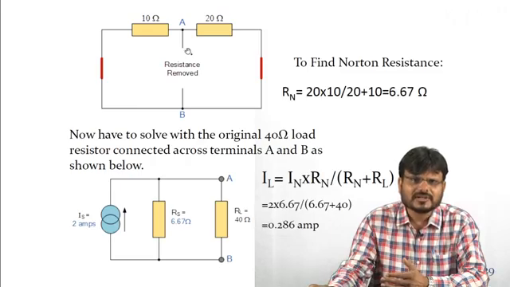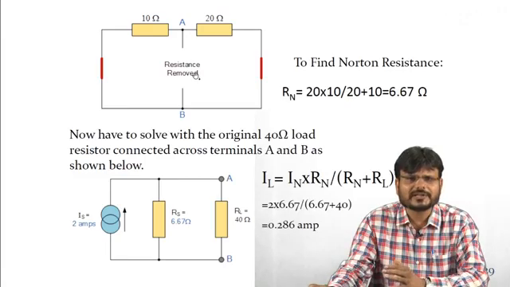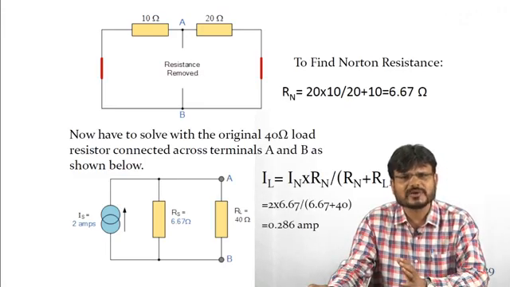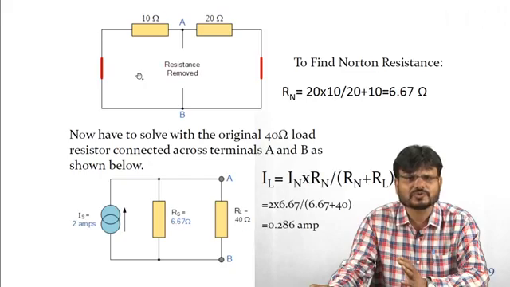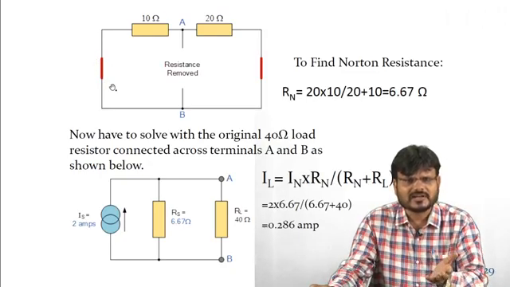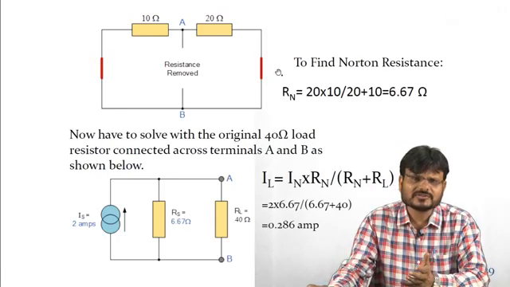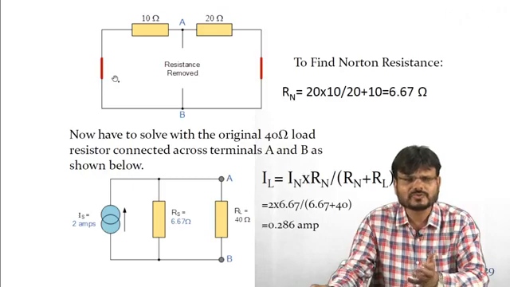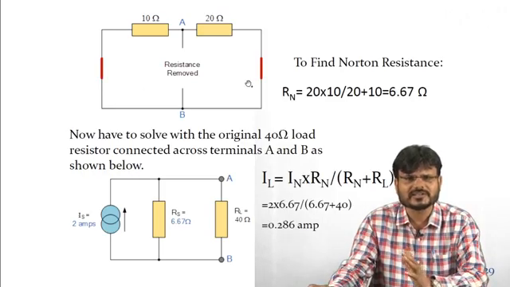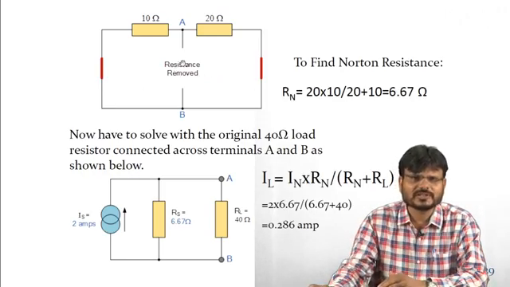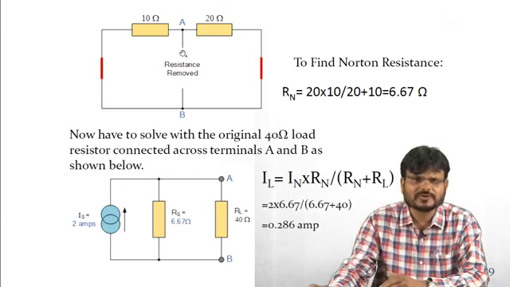It can be considered as you are looking from this terminal, while all independent energy sources are replaced by their internal resistance. So there were two independent energy sources. One was here, that is E1, a voltage source, so it is replaced by a short circuit. Another was again a voltage source, and it is also replaced by a short circuit. So these two voltage sources are replaced by their internal resistance. Now you have to find the equivalent resistance looking from terminals A and B.